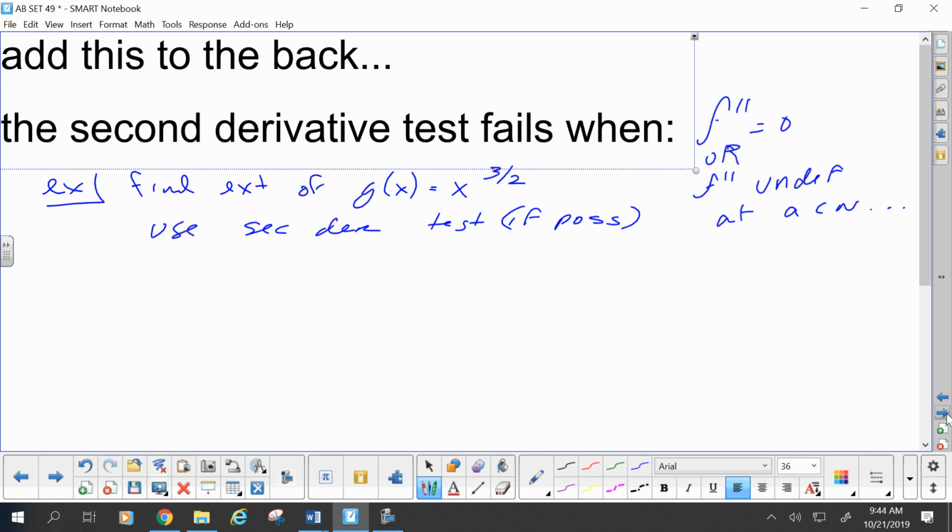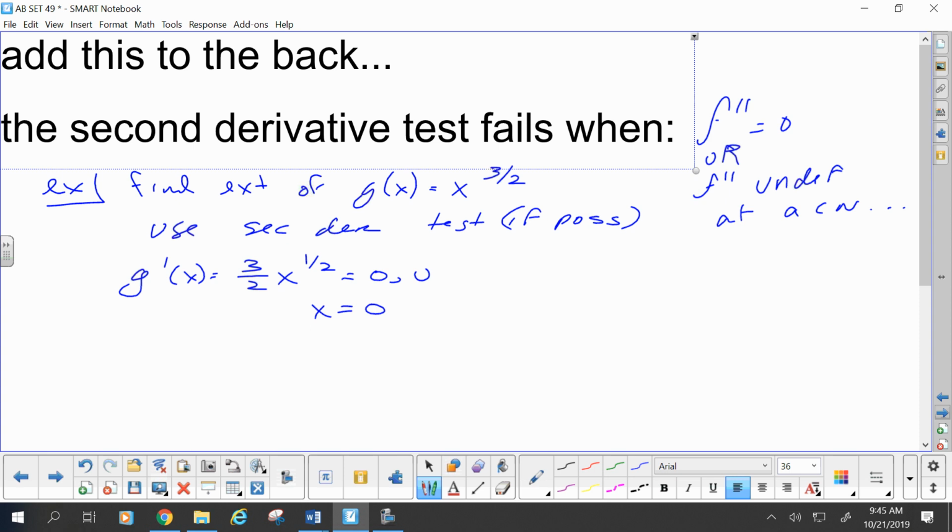Okay, so what do I do first? Find g prime. g prime is 3/2 x to the 1/2, or 3/2 square root of x, good point. Find where this is 0, technically, or undefined for critical numbers. Wouldn't you agree that that is true at x equals 0?